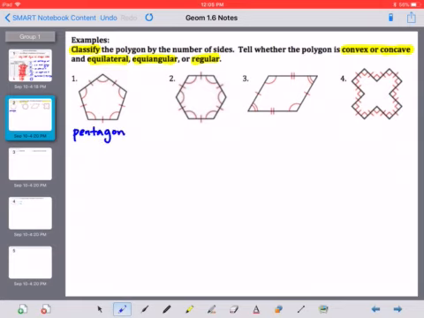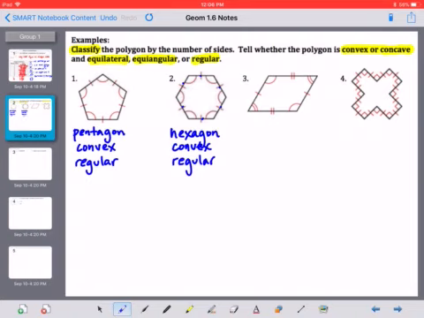All right. I don't see it anywhere where it caves in, so it is convex. All the vertices go out. And all the sides are the same length. All the angles are the same measure. So if it's both, we call it a regular polygon. All right, example 2, looks like we got 1, 2, 3, 4, 5, 6 sides, making it a hexagon. Also looks like all the angles go outward, so it's convex. And it is equilateral and equiangular, so it is regular.